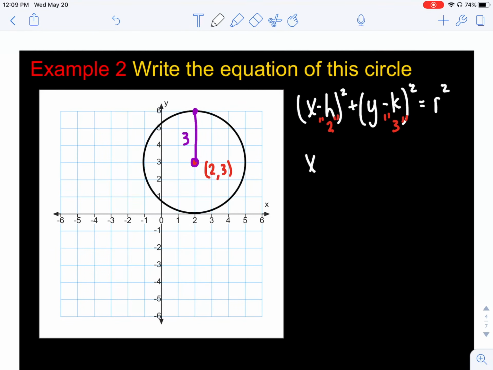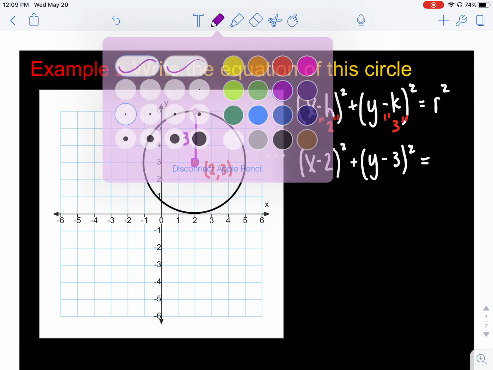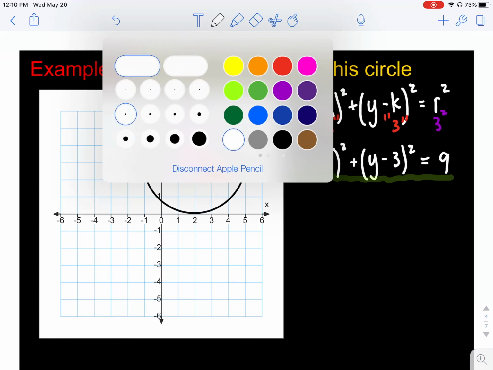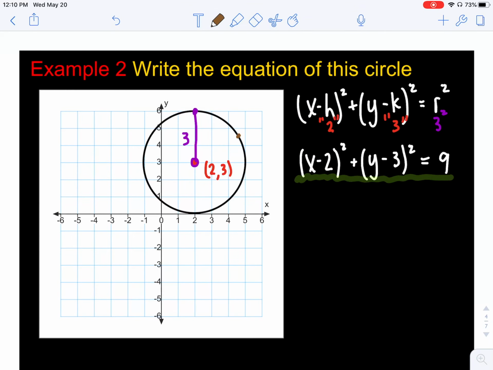And I clean this up a bit, so I will have x minus 2 squared plus y minus 3 squared equals 3 squared, which is 9. That will generate all the points on the circle. If you take any single point that lies on this circle, and there's an infinite amount of them, it should satisfy this equation. Let's look at 2, 0.